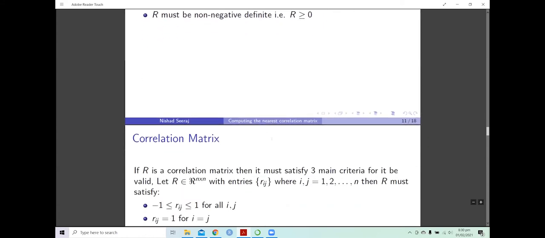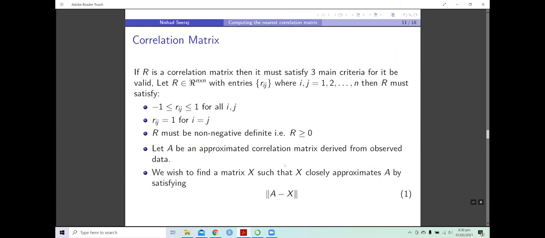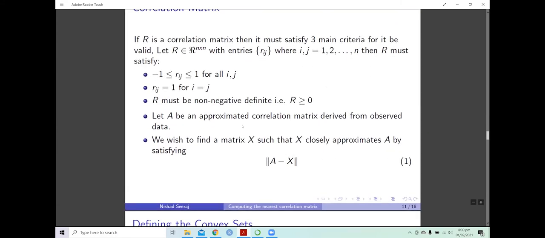Now, like I said, we have to approximate A by finding a solution X. A will be known as the observed matrix. This is what we calculate from our data. Okay, and we have to take A and project it onto the intersection of convex sets, and hopefully we obtain X within a finite number of projections. So how do we do this?